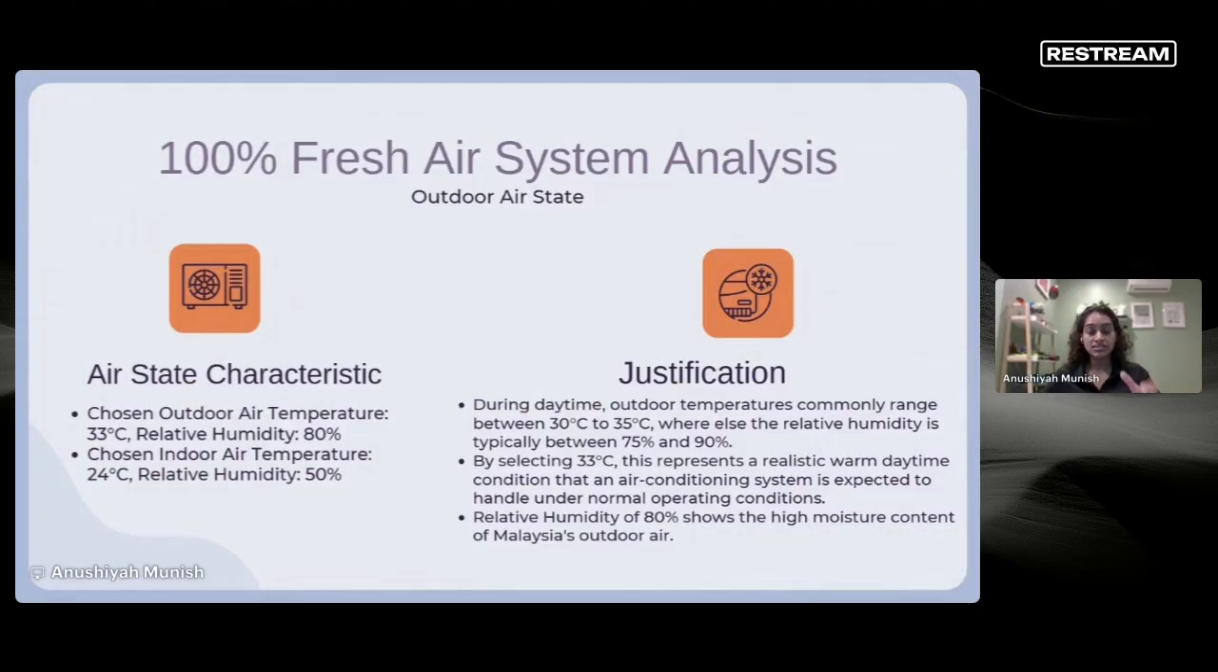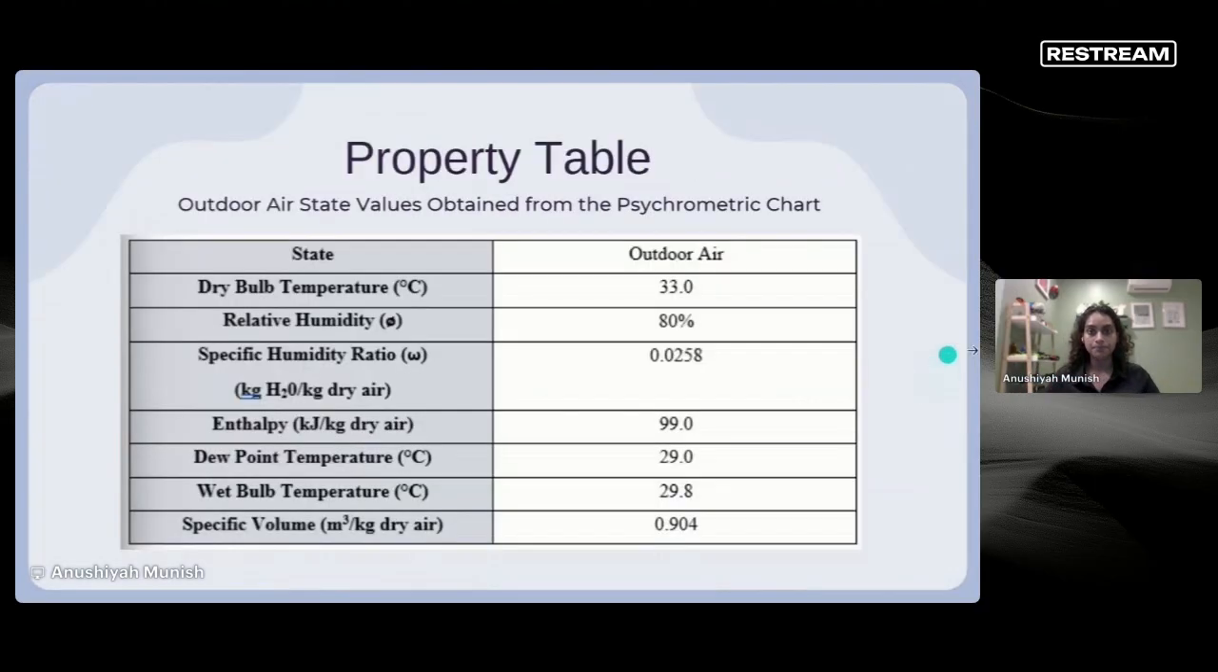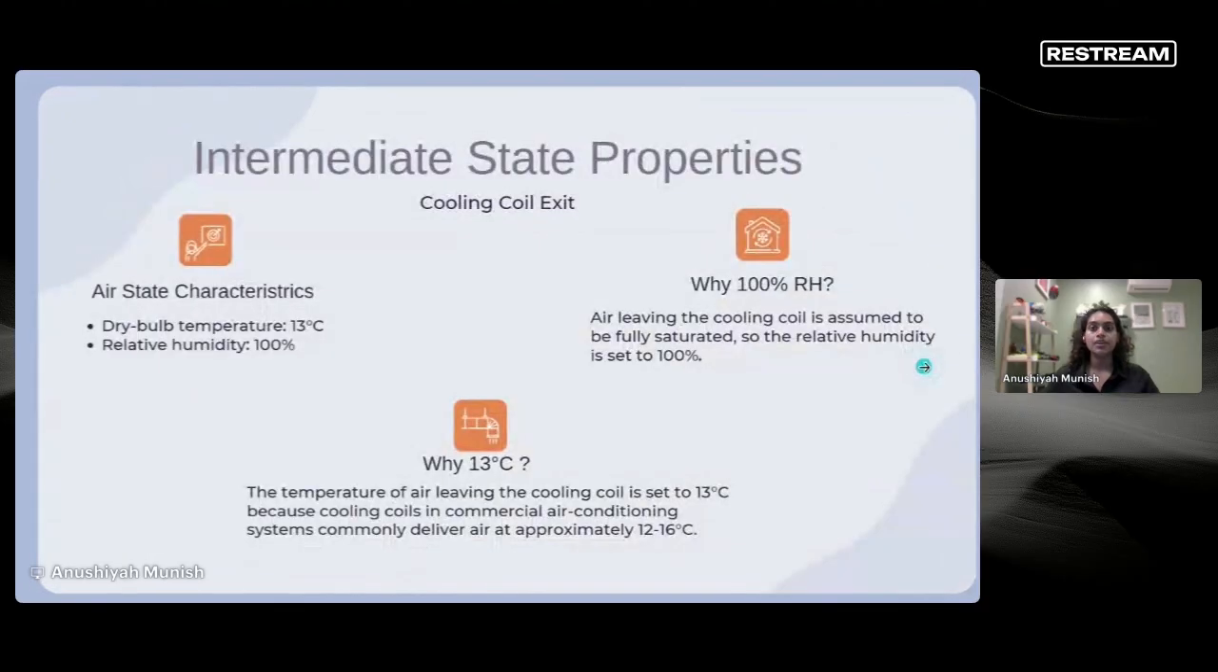By selecting 33 degrees Celsius, which is right in the middle, this represents a realistic warm daytime condition that an AC system is expected to handle under normal operating conditions. The relative humidity of 80% shows the high moisture content of Malaysia's outdoor air. So this is the property table. The outdoor air state values are obtained from the psychrometric chart using the dry bulb temperature and the relative humidity.